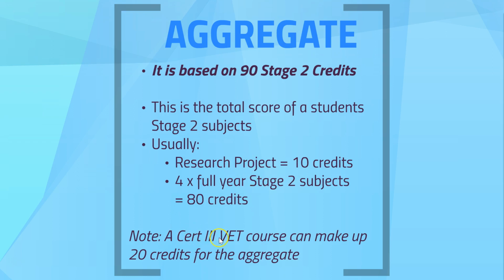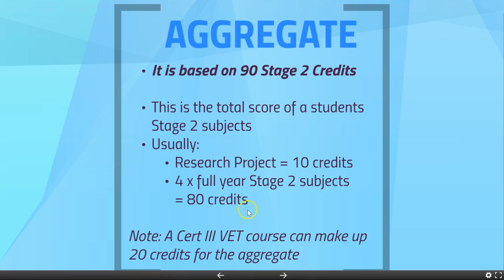What can happen is that a Cert 3 vet course, as I mentioned earlier, can be used towards their SACE, and it can also be used towards the aggregate for their ATAR. So a Cert 3 vet course, even though it may be equal to 60 or 70 credits at stage 2, it will only count for 20 credits when we're looking at an ATAR. So that means it will replace one of these full year stage 2 subjects. So they could do research project, 3 year 12 subjects, and their vet course, and that will make up the 90 credits for their aggregate for their ATAR.